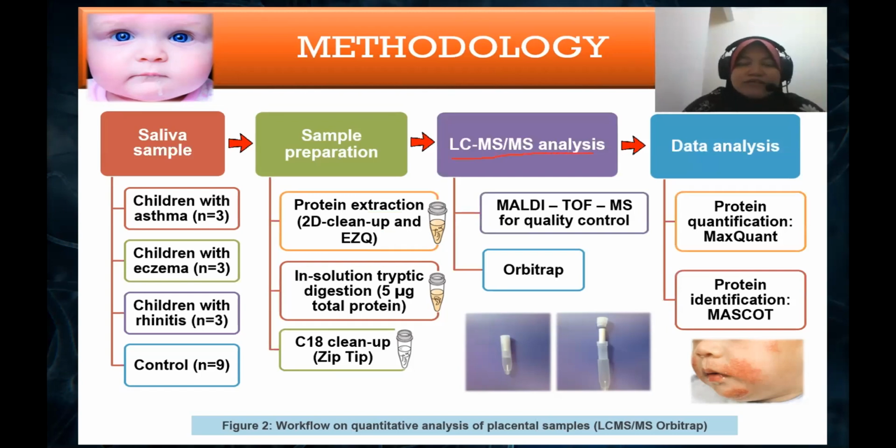But prior to that, we subjected the samples to matrix-assisted laser desorption ionization time-of-flight mass spectrometry, also known as MALDI-TOF-MS, for quality control, whereby we try to make sure there's no polymer prior to putting the sample in the Orbitrap. Finally, we analyzed the result using a software called MaxQuant to quantify the protein and Mascot software to identify the protein.